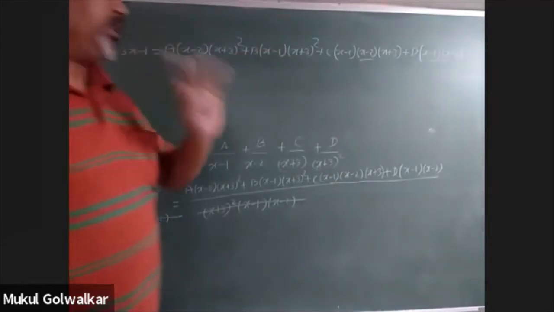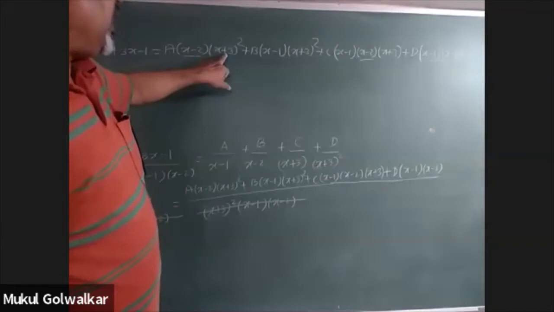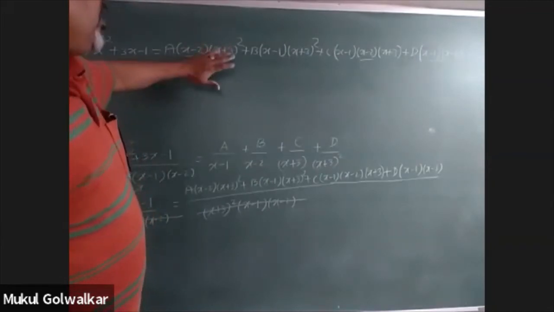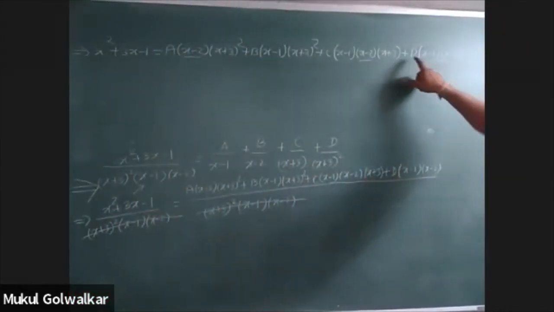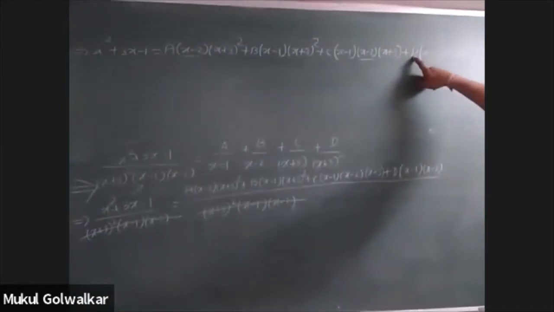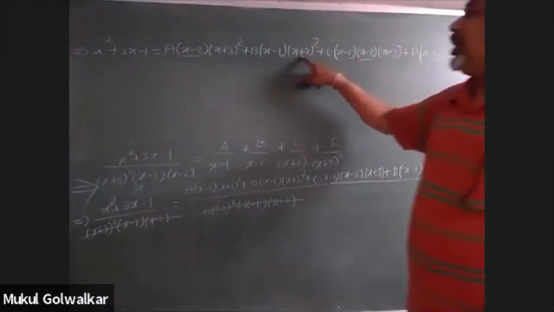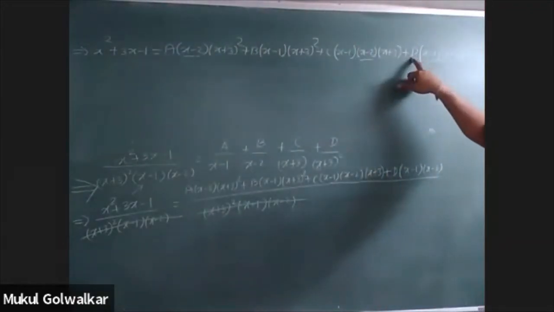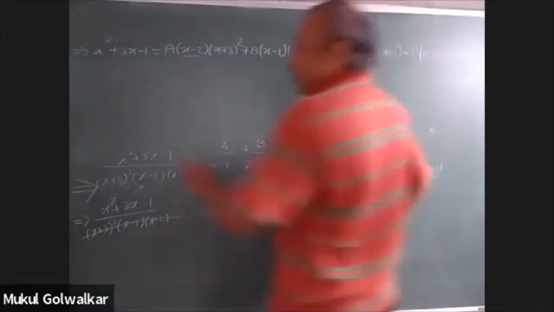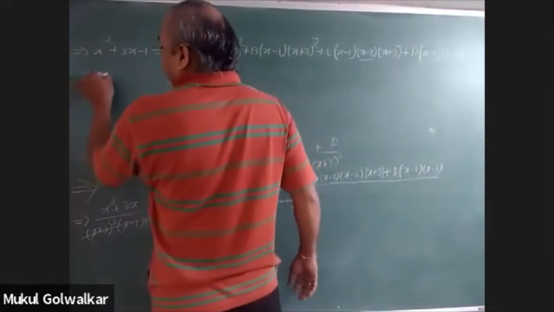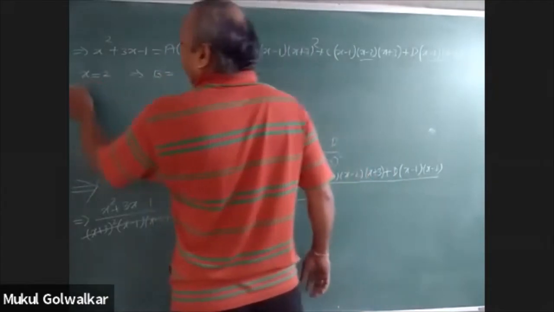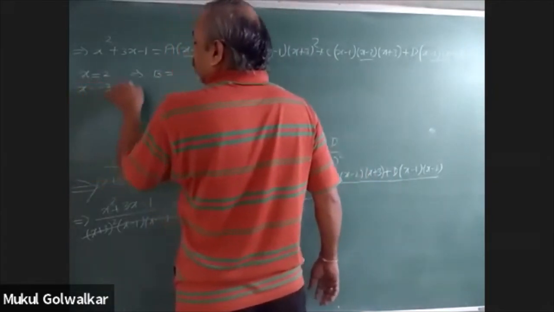Okay, that is the first thing. Likewise, if I put x equal to minus 3, then I will be able to get the term containing d. Except for the term containing d, the remaining terms all have the factor x plus 3, so their numerical value will become 0 and I shall be able to calculate the value of d. So when I write x equal to 2, I will be able to get the value of b. When I write x equal to minus 3, this will give me the value of d.